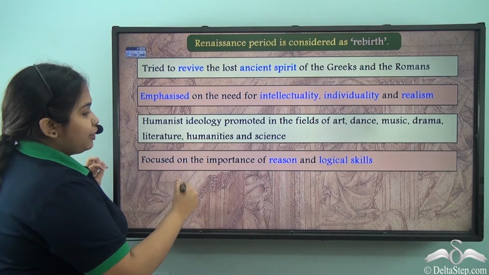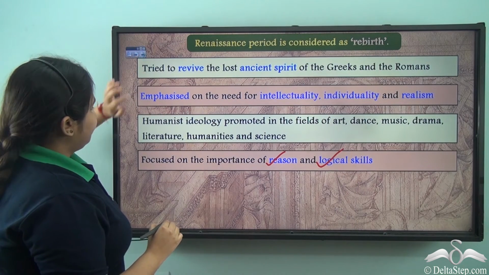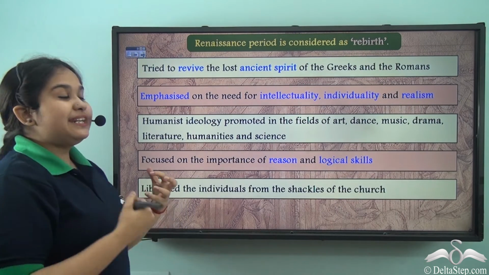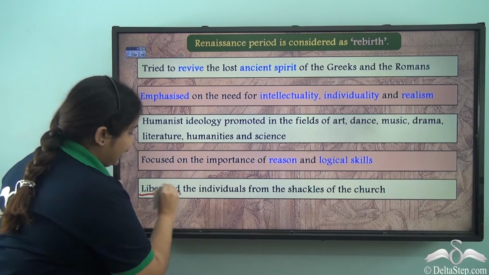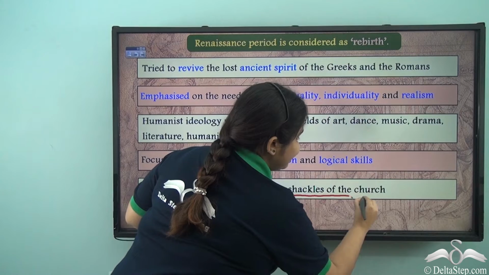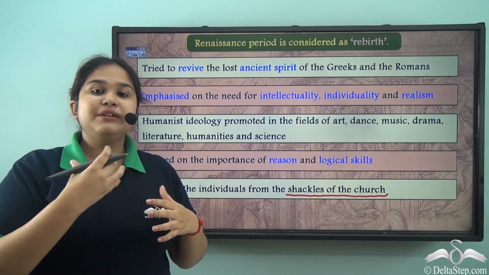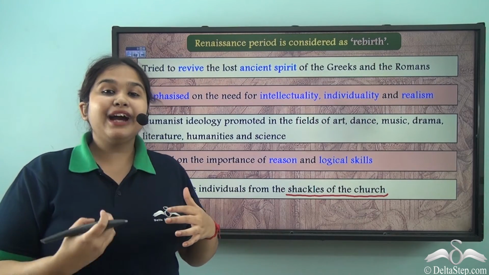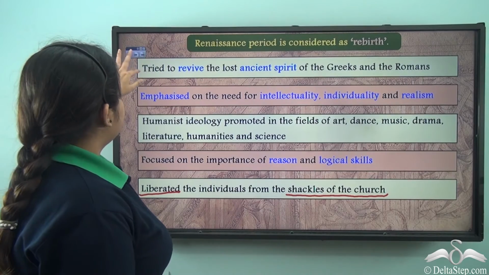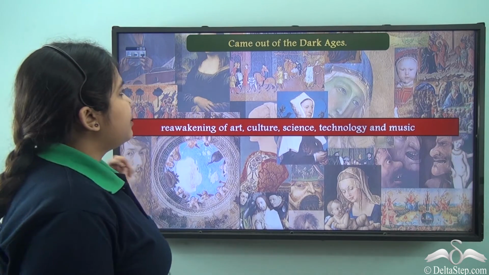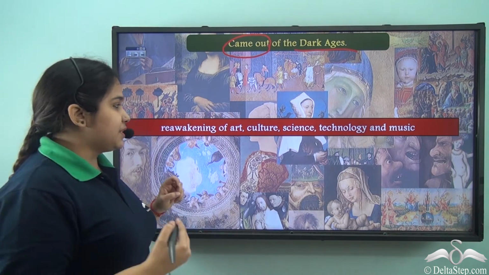Now this period focused on the importance of reason and logical skills. Thus, what did it essentially do? What was its primary focus? The focus was to liberate the individuals from the shackles of the church. So in a way, this was the phase which saw the rebirth of the antiquity, coming back of the peace and stability, right? So thus they were coming out of the dark ages that had begun with the 4th century.